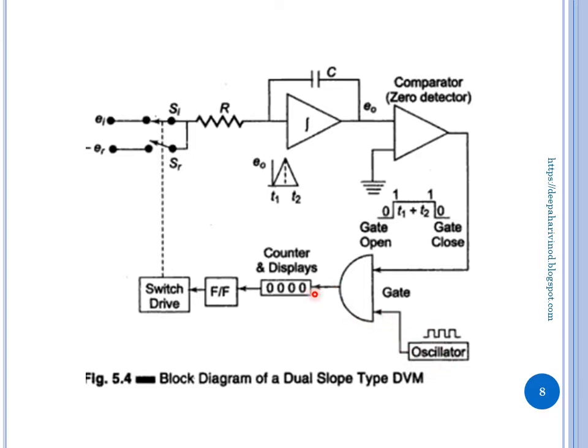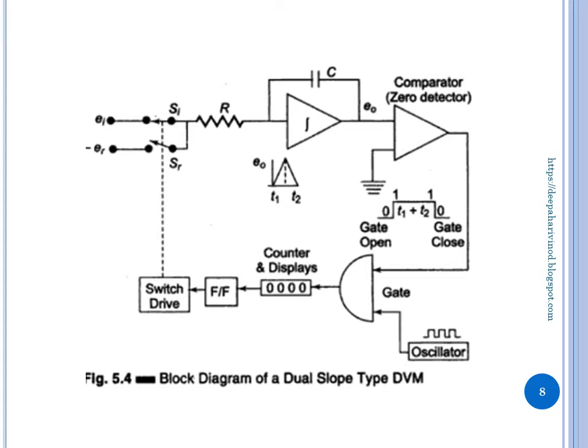The discharge time T2, that is the capacitor discharge time, is proportional to the input voltage. The counter indicates the count during T2. When the negative slope of the integrator reaches 0, the comparator switches to state 0, and the gate closes, that is, C discharges with a constant slope.